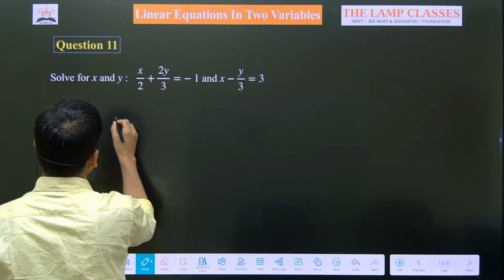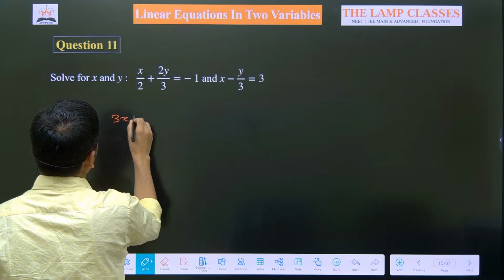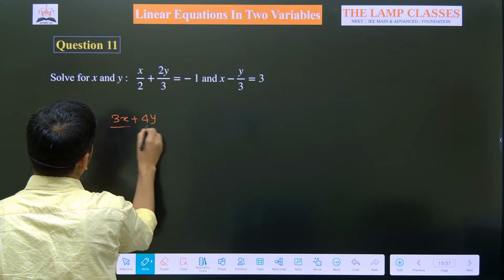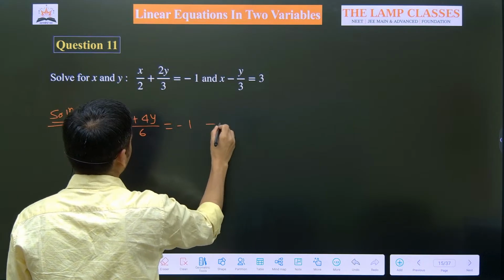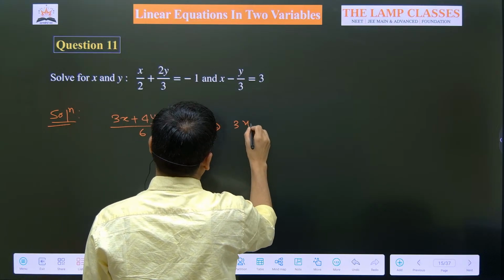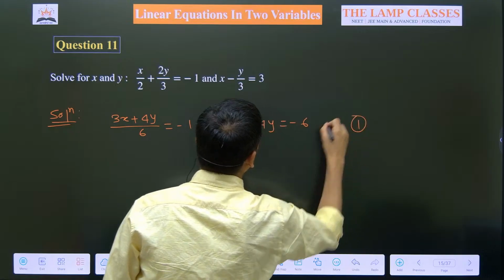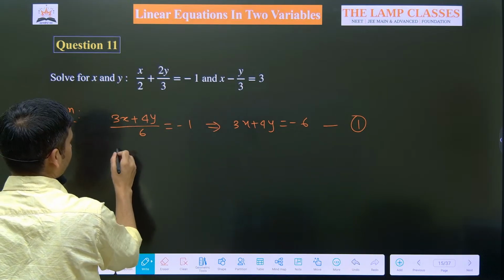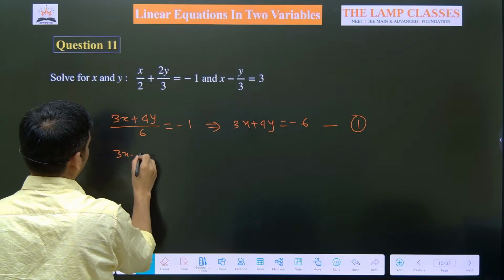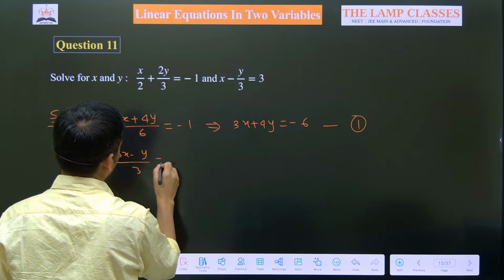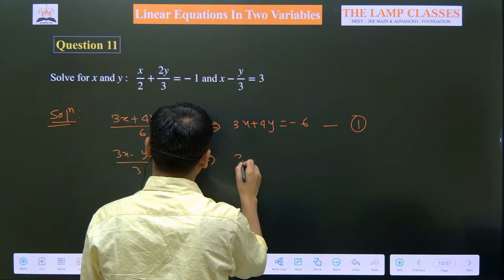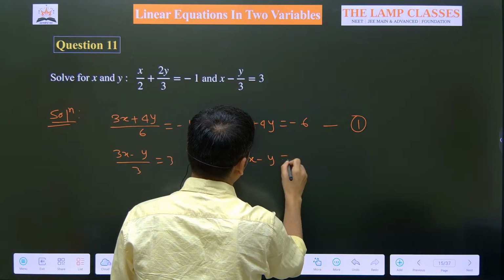So when you take the LCM, it becomes (3x plus 4y) upon 6 is equal to minus 1. That is 3x plus 4y is equal to minus 6. We can name this as equation number 1, and the second equation can be taken as (3x minus y) upon 3 is equal to 3. Cross multiply, 3x minus y is equal to 9.